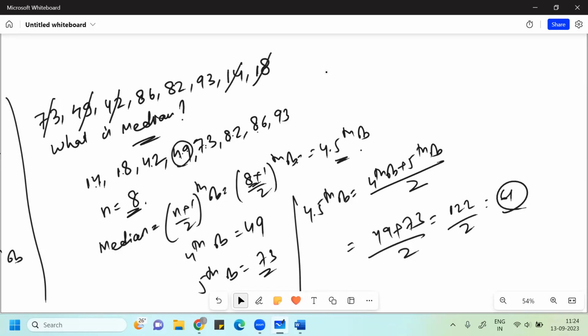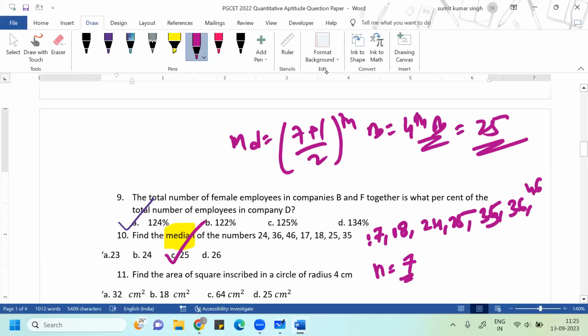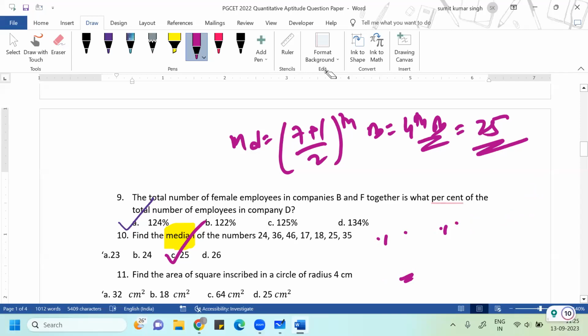In case they ask you about decile, percentile and all, the chances are very less. So anyway, just remember median is the middlemost value. Clear? So you can expect 1 or 2 questions on statistics also in the exam.